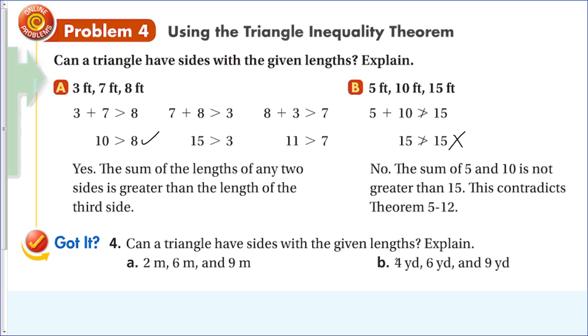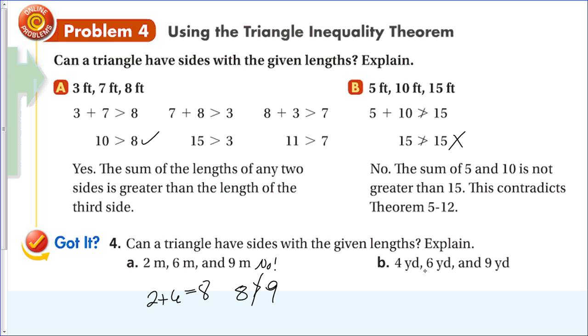So let's see if it works. Take the 2 smallest, 2 and 6. 2 plus 6 equals 8. Is 8 greater than 9? No, so this will not make a triangle.